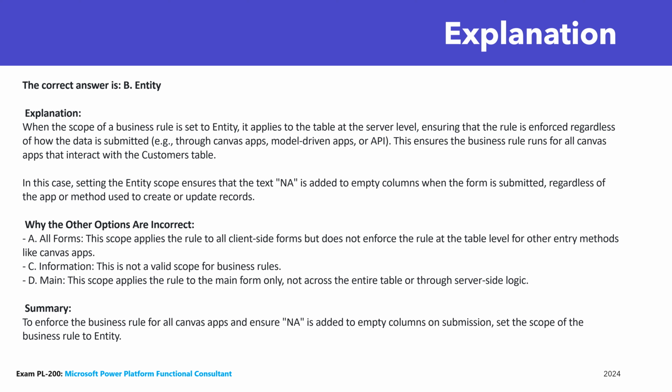Summary. To enforce the business rule for all Canvas apps and ensure NA is added to empty columns on submission, set the scope of the business rule to Entity.